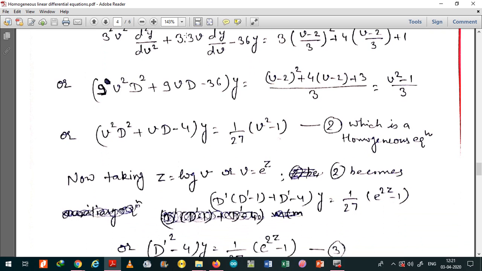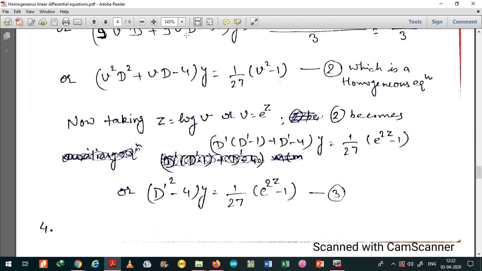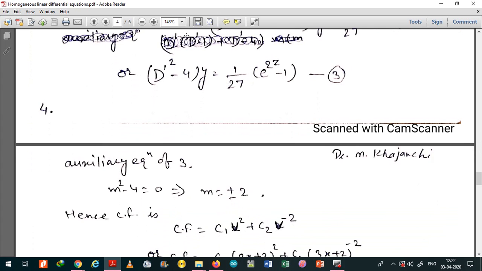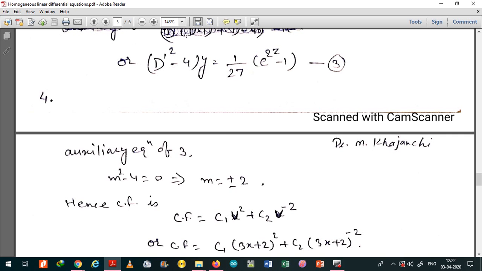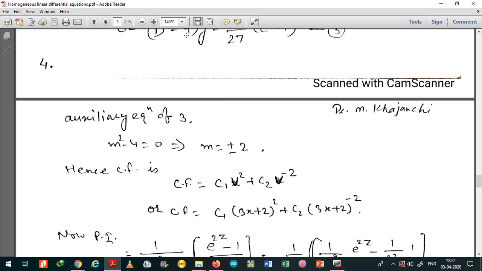Now taking z = log v, that is v = e^z. Using this transformation, equation number 2 converts into a differential equation with constant coefficients. Taking v = e^z, we get (D'^2 - 4)y = (1/27)(e^(2z) - 1). Now we can solve it using CF and PI. The auxiliary equation of equation 3 is m^2 - 4 = 0. When we solve it, we get m = ±2, and CF is given by c1 v^2 + c2 v^(-2), where v is 3x + 2. So finally CF can be written as c1 (3x + 2)^2 + c2 (3x + 2)^(-2).